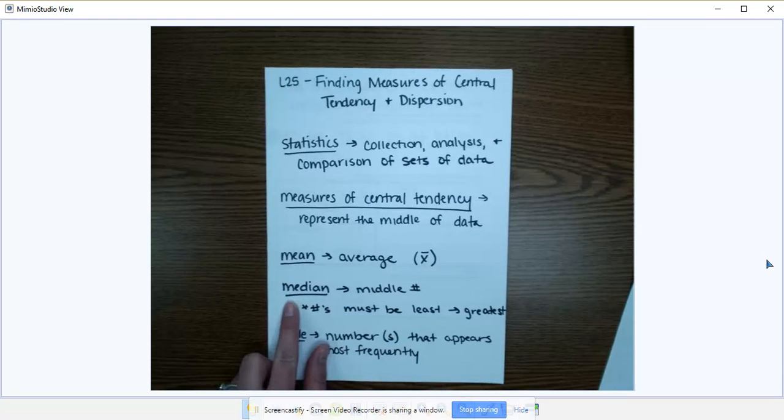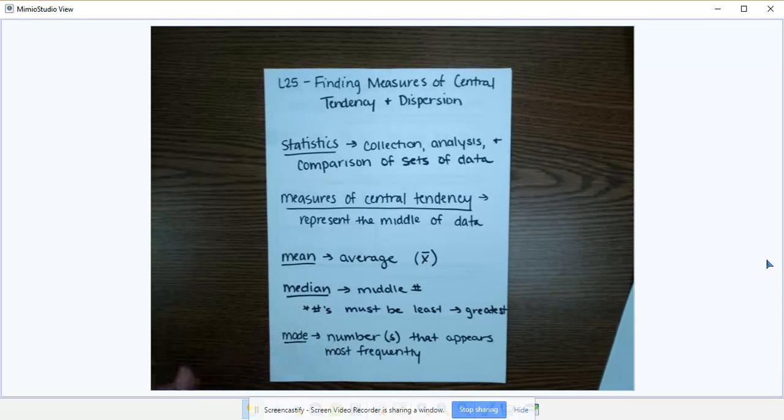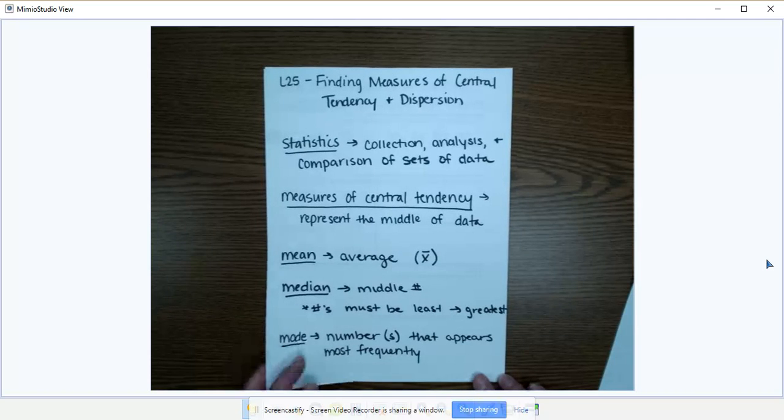Median, remember, is the middle number. So you find the middle, but it's really important to remember that your numbers have to be in order from least to greatest. And then the mode is just the number, or you could have multiple numbers, that appear the most often.